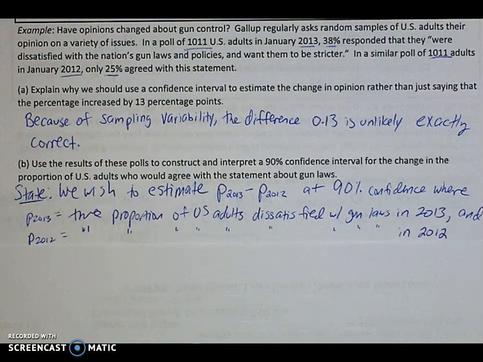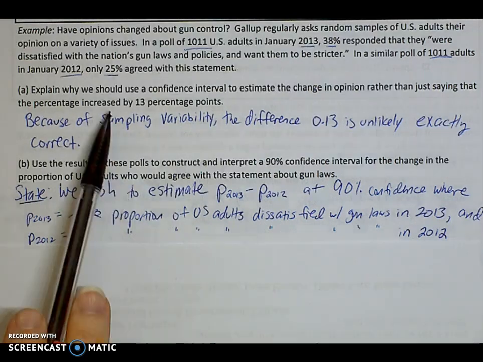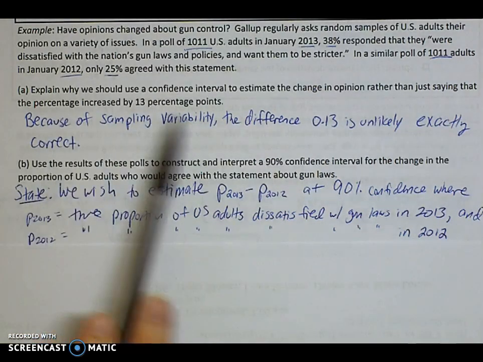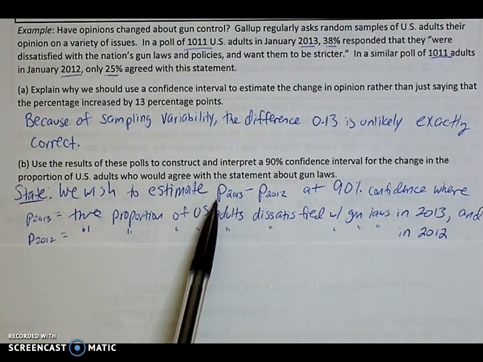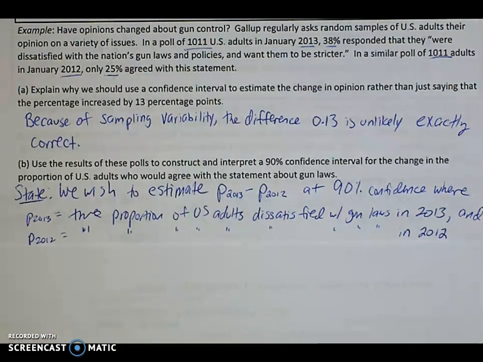So you may be wondering which proportion should go first when you're subtracting. It really isn't super important which one you do first. It just matters then how you would interpret your results. So since in part A it did say we're increasing by 13 percentage points over time, that's why I'm using the most recent minus the previous one to do that.